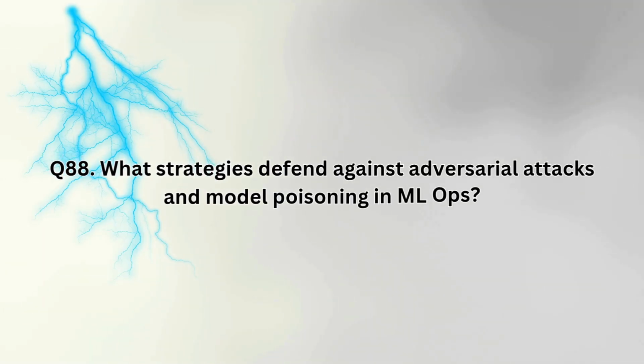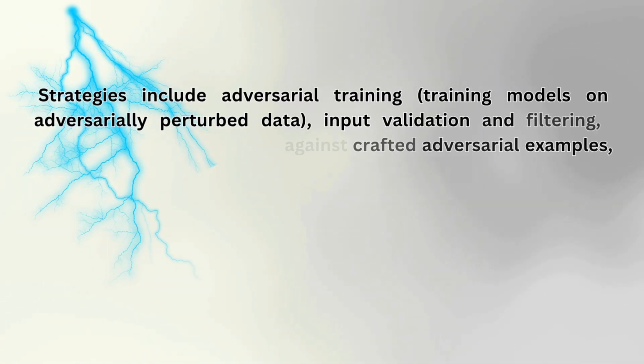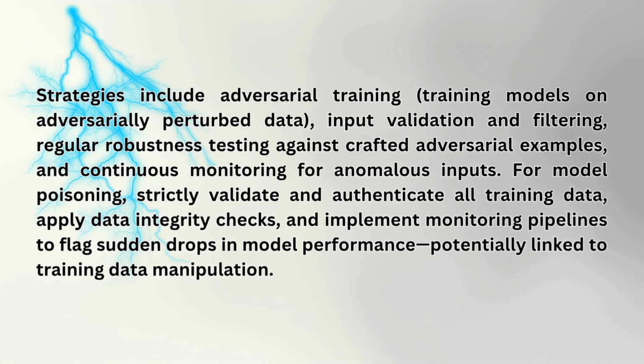What strategies defend against adversarial attacks and model poisoning in MLOps? Strategies include adversarial training, training models on adversarially perturbed data, input validation and filtering, regular robustness testing against crafted adversarial examples, and continuous monitoring for anomalous inputs. For model poisoning, strictly validate and authenticate all training data, apply data integrity checks, and implement monitoring pipelines to flag sudden drops in model performance, potentially linked to training data manipulation.